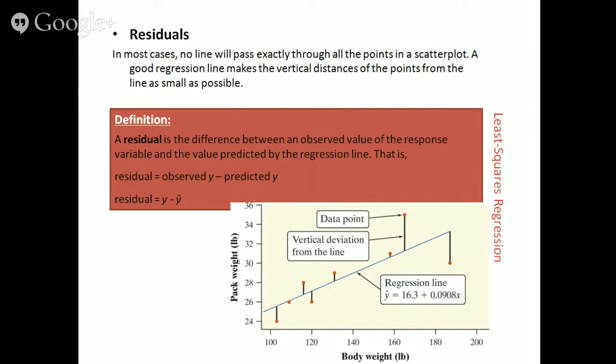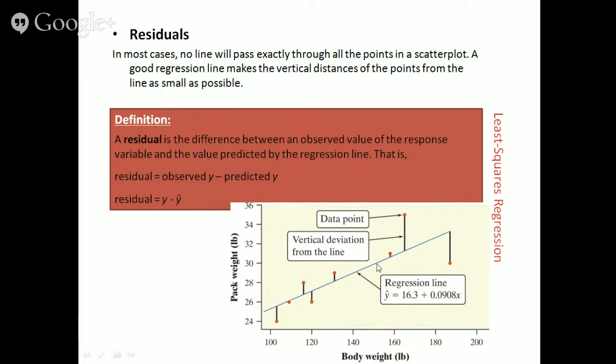So we use residuals to give us a little bit more information about what's happening. So a good regression line makes the vertical distance of points from the line as small as possible. So we want these black lines to the red dots to be as small as possible. So to find a residual, you're going to do the observed minus the predicted. So observed is like what you got in your study. And remember, y hat comes from that prediction equation.